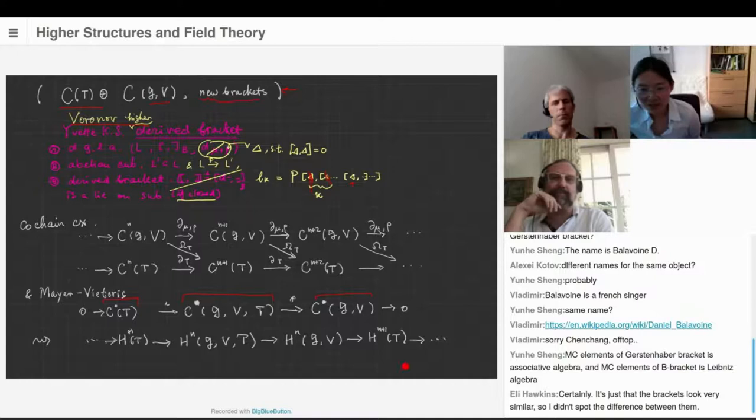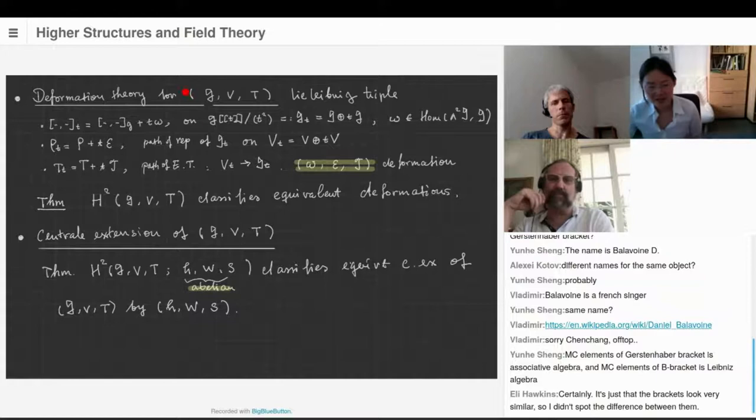once we have this, there are two results. We can form a deformation of this Lie-Leibniz triple. We can deform the bracket with a two-form. We deform the representation. We deform the embedding tensor with a certain path of representation or path of embedding tensor. And then the second cohomology classifies equivalent deformations. So that shows also why the cohomology theory is a very effective one, mathematically well defined. And then a central extension can also be classified by H2.